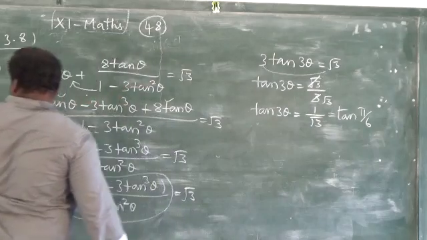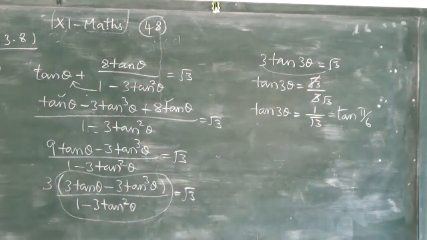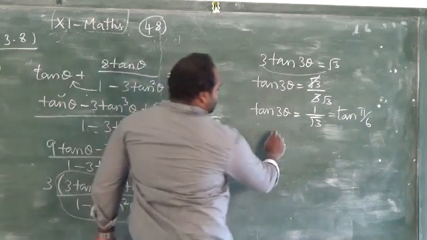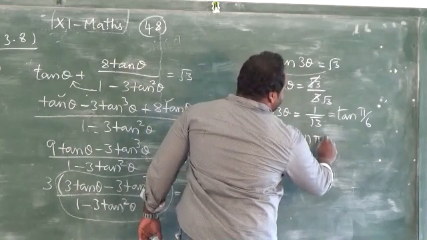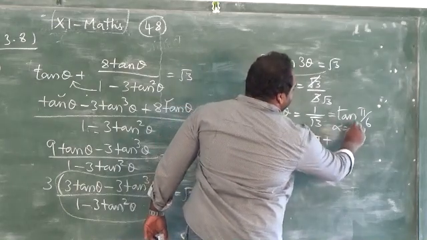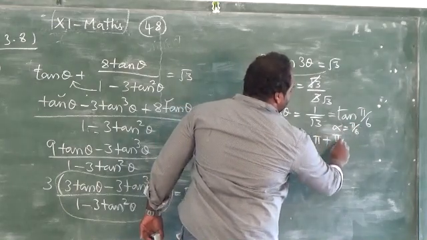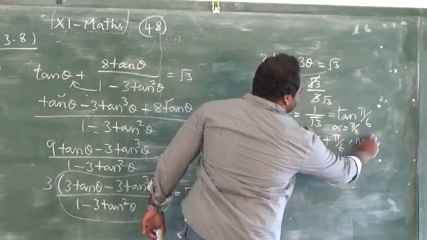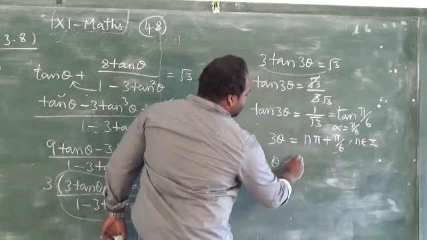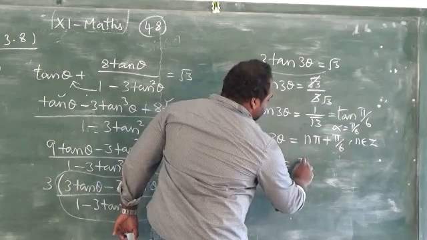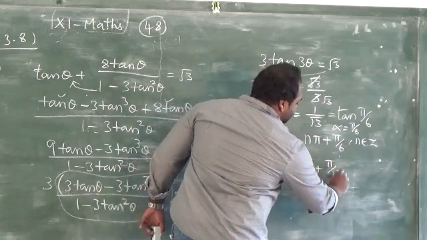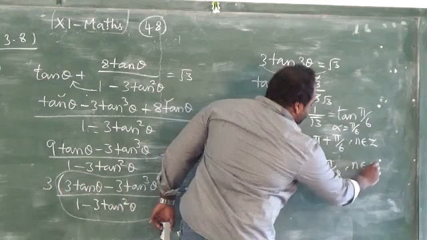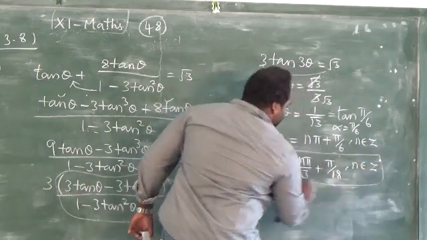So tan 3 theta: when tan theta equals tan alpha, the solution is theta equal to n pi plus alpha. So 3 theta equal to n pi plus alpha, here pi by 6, n belongs to Z. But I need only theta, so carry this 3 to this side: theta equals n pi by 3 plus pi by 18, n belongs to Z, which is the required answer for this question.